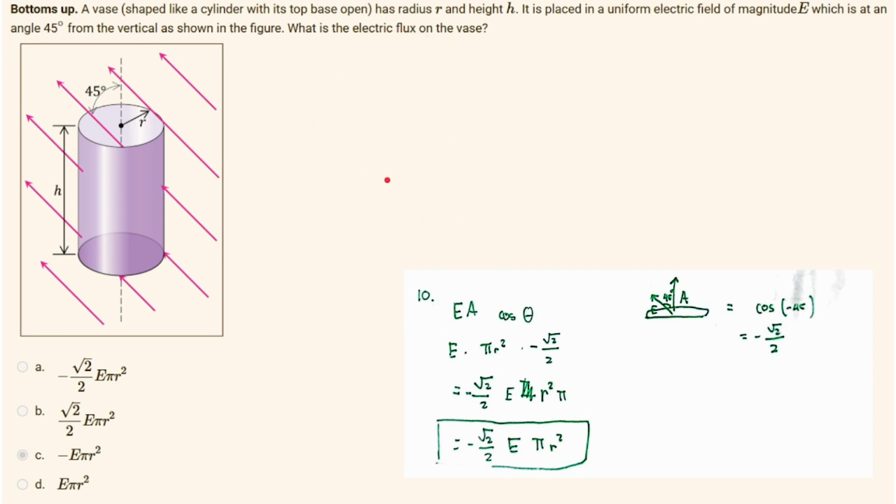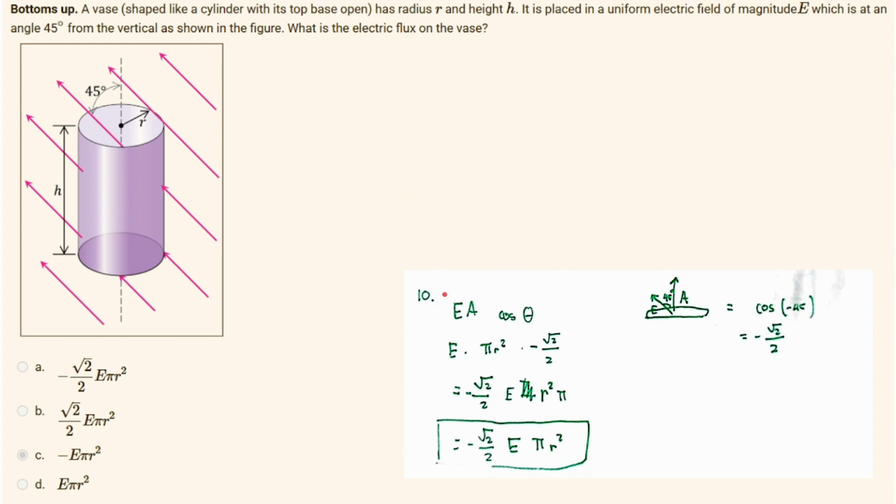So this question a lot of people got wrong, or a lot of people got careless with this one. The question is: a vase, a shape like a cylinder with its top open, so there's no top, has a radius of r and height h, and is placed in a uniform electric field of magnitude E, which is at a 45-degree angle from the vertical as shown in the figure. What is the electric flux of the base? So the question itself isn't that hard.